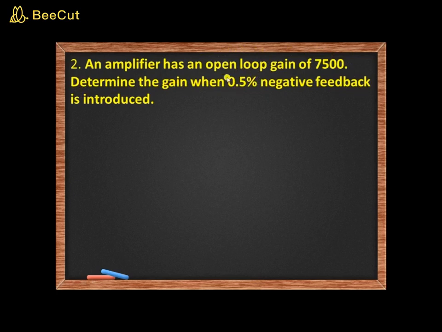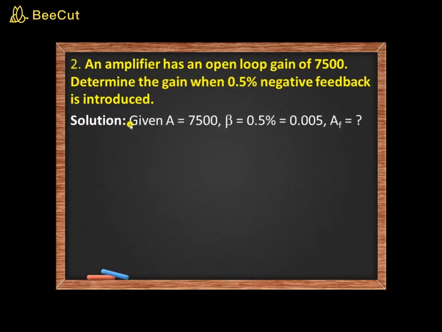So here they are providing us the value of beta as a percentage. We need to convert this into a fraction. So here, given A is equal to 7500, but beta is 0.5%, which is nothing but 0.5 divided by 100, which is given by 0.005. Then we need to determine the gain with negative feedback.